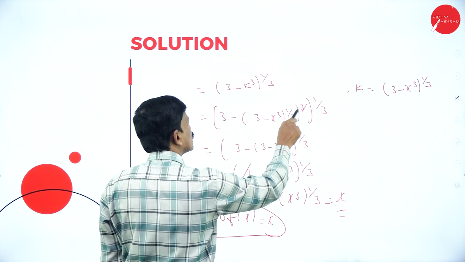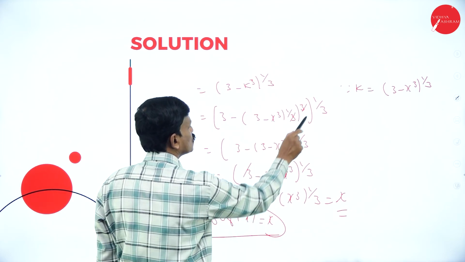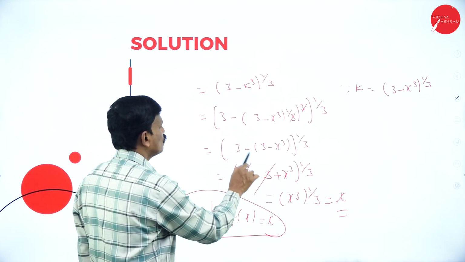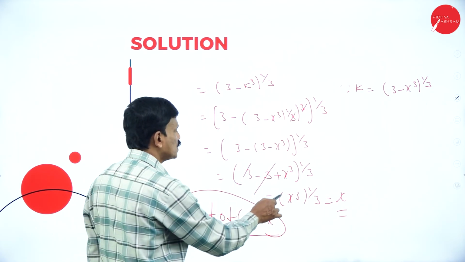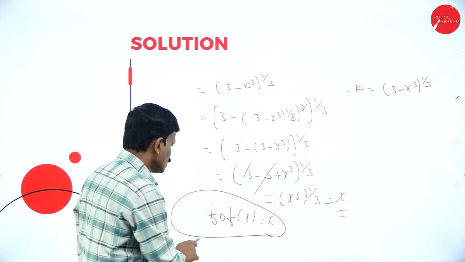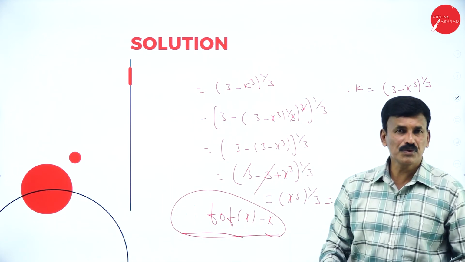This 3 and 3 get cancelled according to the law of indices. And what is left over? 3 minus x cube whole raised to 1 by 3. Multiply by the negative sign. So 3, minus into minus plus x cube. Minus 3 plus 3 gets cancelled. X cube whole raised to 1 by 3. Again 3 and 3 get cancelled. X power 1 is equal to x. So f naught f is equal to x. That's it. Hope you followed.